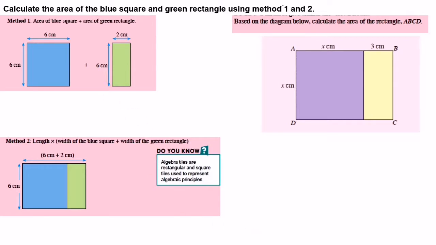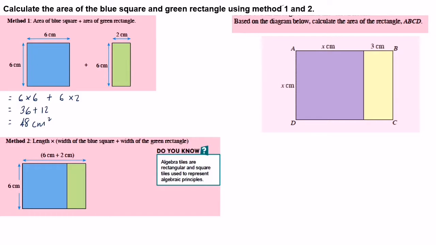Okay, so now we use the method 1. The method 1 is we count it separately. So for square, the area is 6 times 6. The area of rectangle is 6 times 2. So 36 plus 12 equals 48 centimeter square.